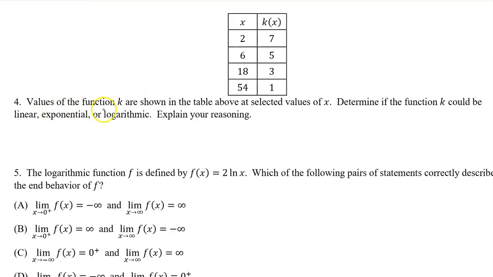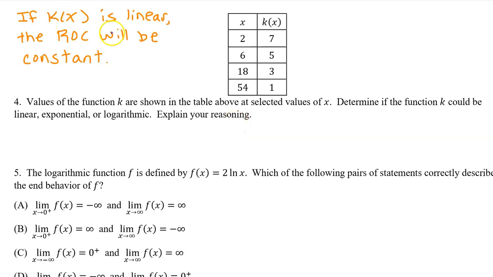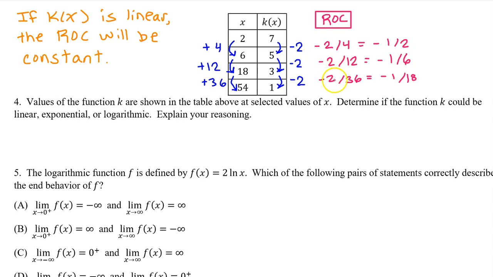Number 4, values of function k are shown in the table above at selected values of x. Determine if function k could be linear, exponential, or logarithmic. Explain your reasoning. If k of x is linear, the rate of change will be constant. These are the changes in the input values, and these are the changes in the output values. We find the average rate of change on each interval by dividing the output value change by the input value change. We notice that the rates of change are not constant, so k of x is not linear.